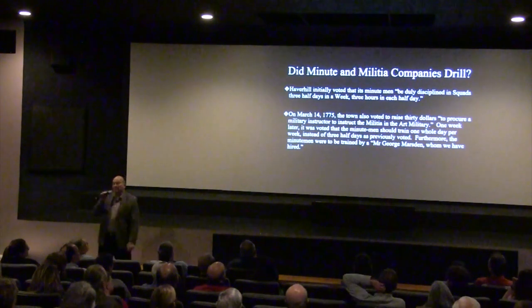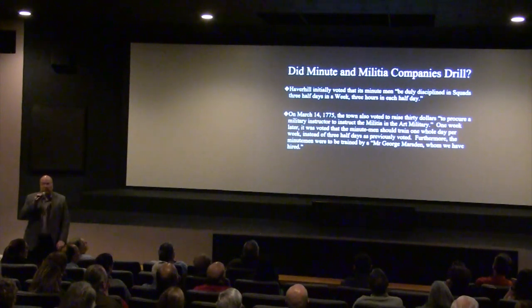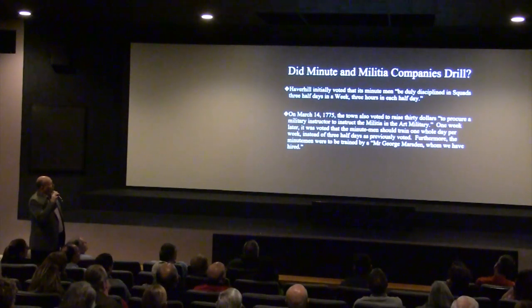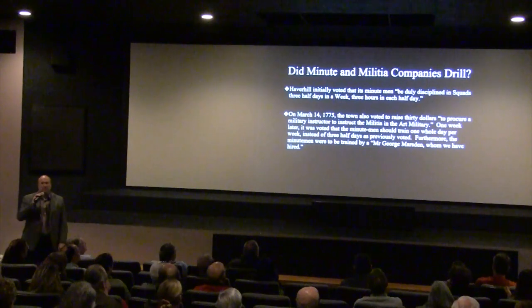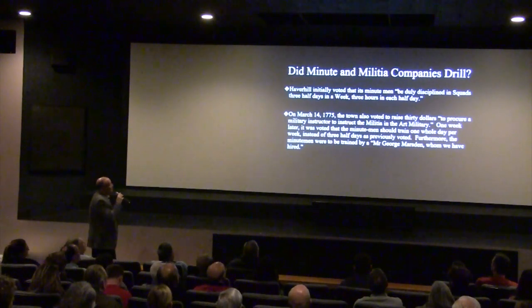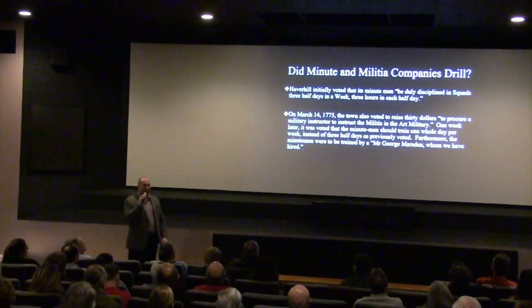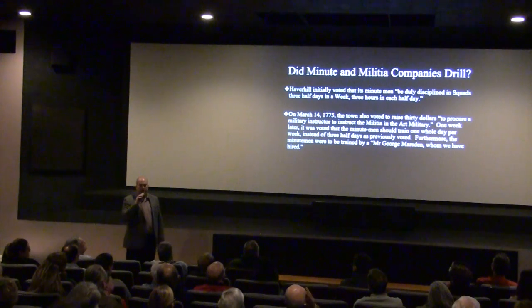Now, here's the really, really neat thing that I found. On March 14, 1775, the town voted to raise $30 to hire a military instructor, a drill master, whatever you want to call him, to train the Minutemen. It was a gentleman named George Marsden. For years, I always thought George Marsden must be a veteran of the French and Indian Wars, that they found this old guy who they hired.